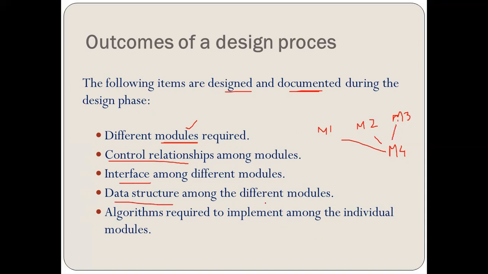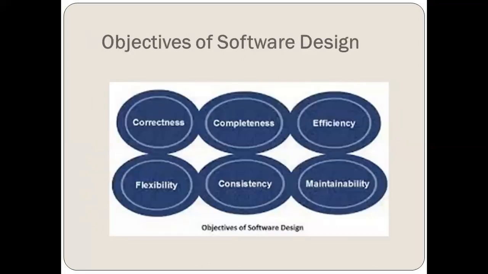Data structures among different modules will be defined, and the algorithms required to implement these individual modules will be the outcome of the design process. So the modules, the control relationship among them, the interface, the data structure being used, and the algorithms required to implement these individual modules are the outcomes of a design process.